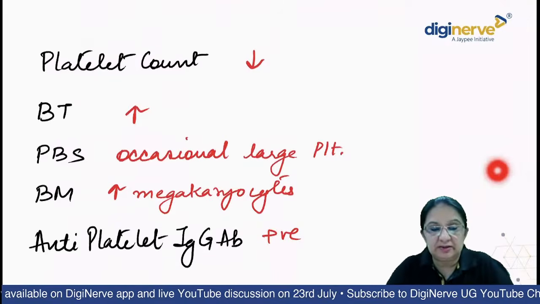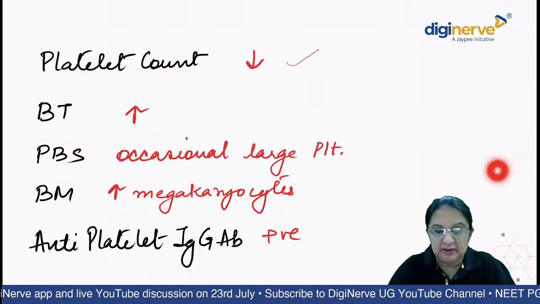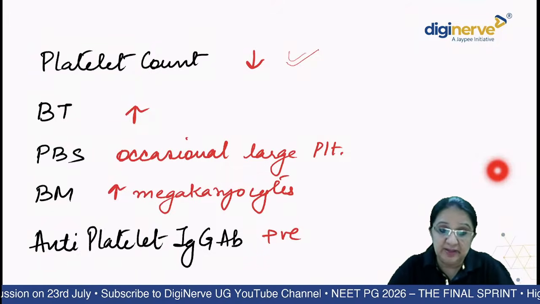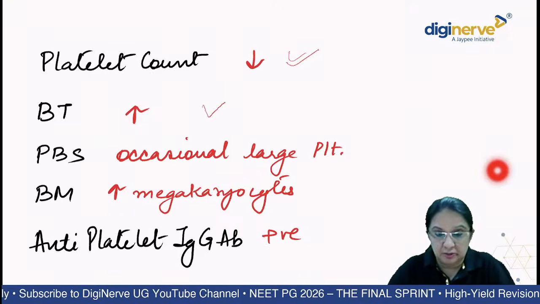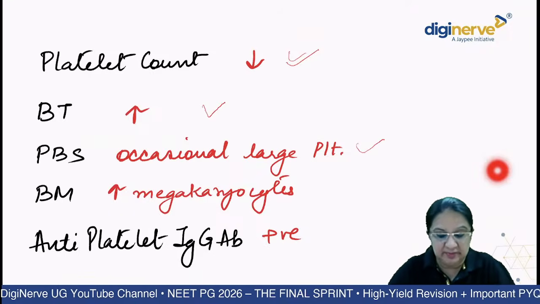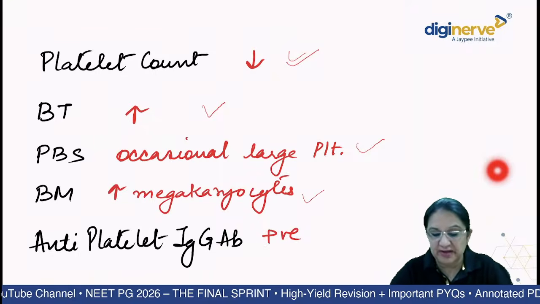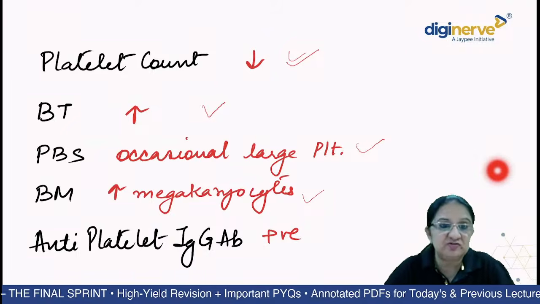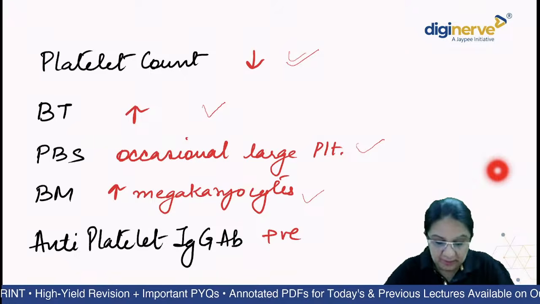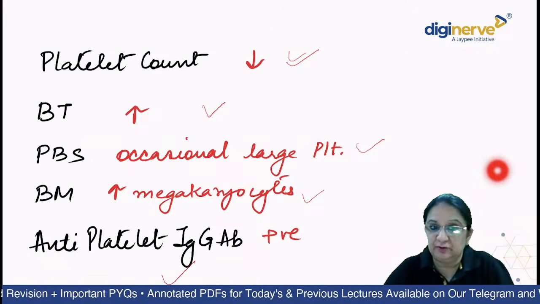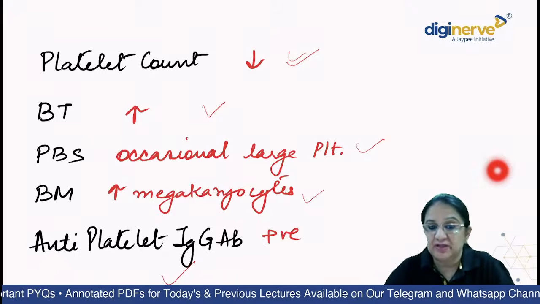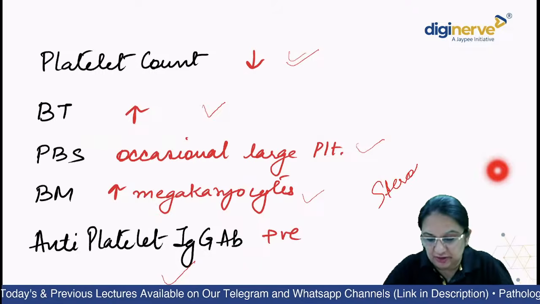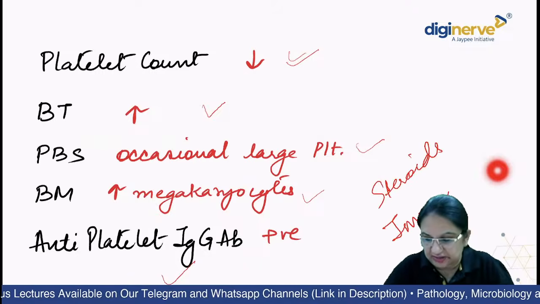Okay. What do you find in the lab parameters? Platelet count, of course, will be reduced. It is thrombocytopenia. Bleeding time would be increased. Occasional large platelets can be seen, and megakaryocytes would be increased in the bone marrow. Why? Because there would be increased production of megakaryocytes in the bone marrow because of destruction in the peripheral smear. Now, antiplatelet immunoglobulin G antibody would be positive in chronic ITP. And chronic ITP basically responds to steroids and immunosuppressive therapy.